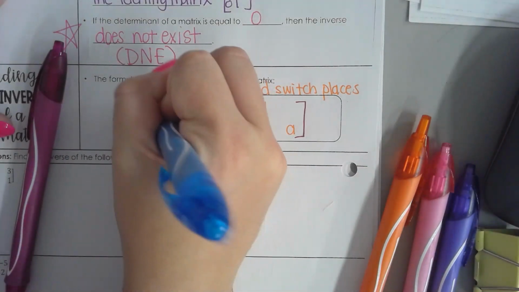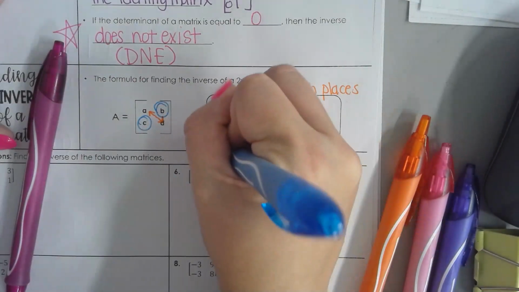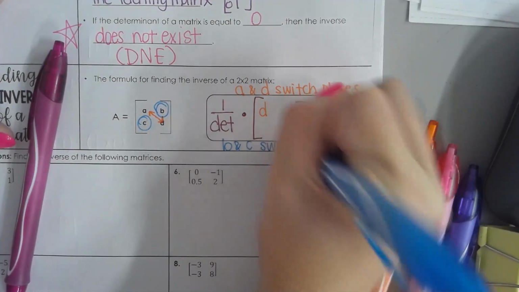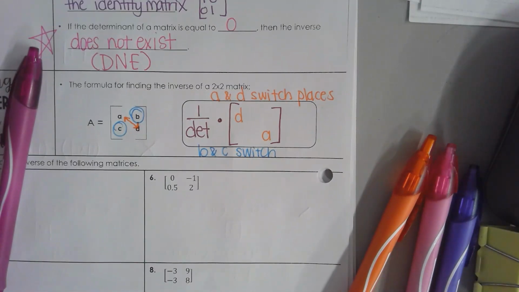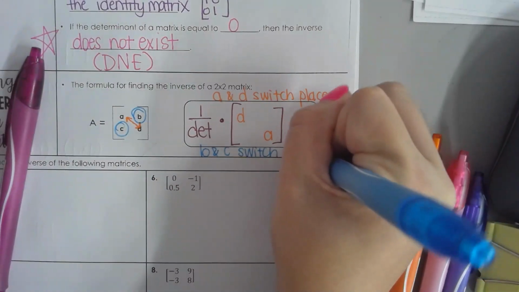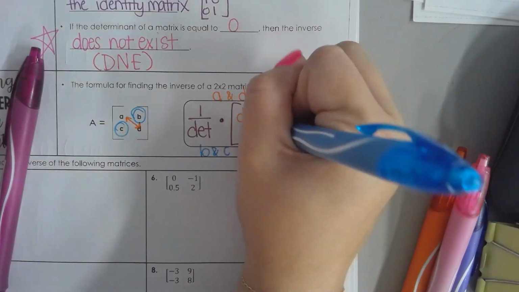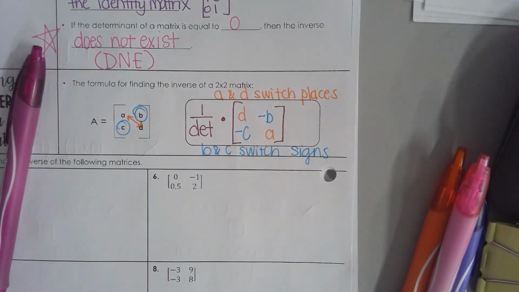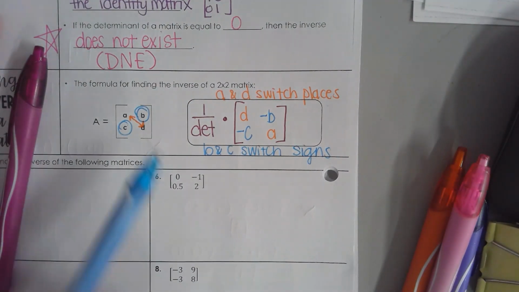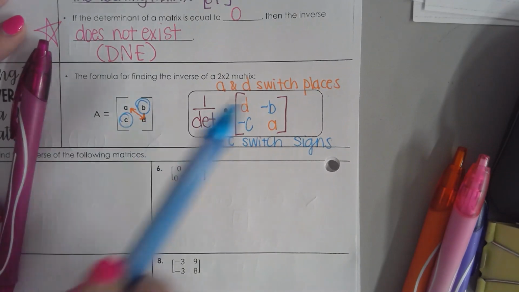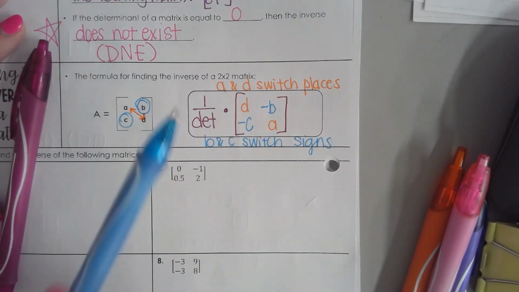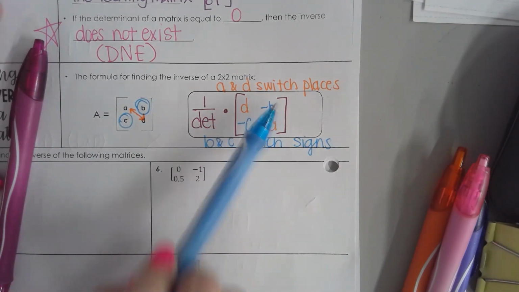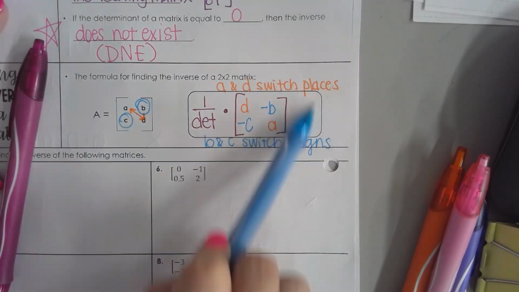Also, your B and C switch, they don't switch places, they switch signs. And we write that as negative B, negative C. So if the number up here was a positive 5, you put a negative 5. If it was a negative 2, you'd put a positive 2. Okay. And then you just type this in your calculator.